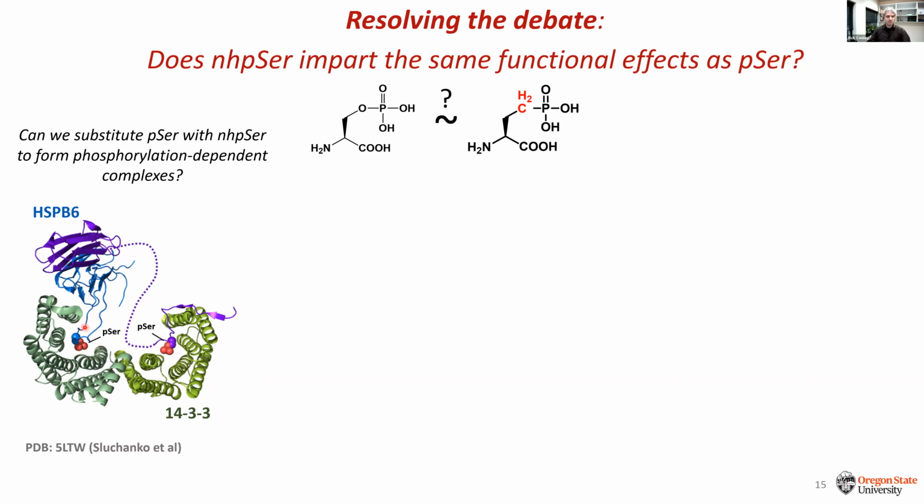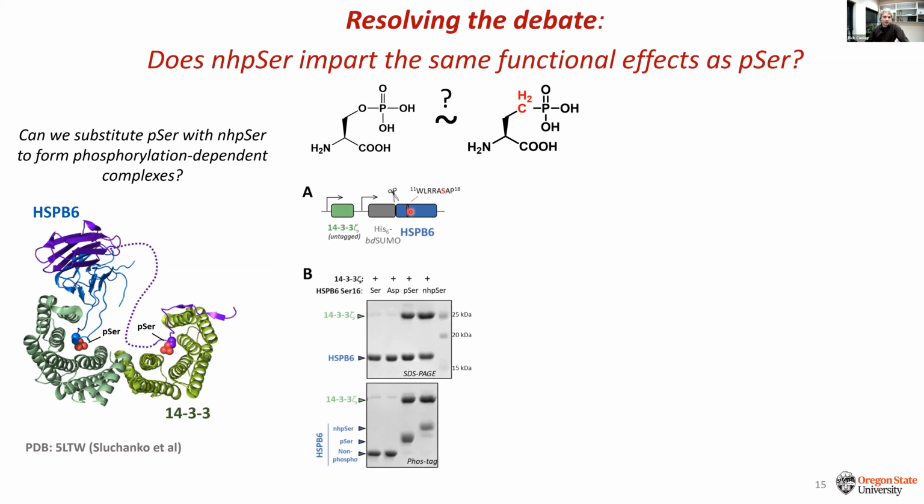So we asked, could we substitute phosphoserine here in these clients with non-hydrolyzable phosphoserine? And so as a proof of concept, we chose a client, heat shock protein B6, which is a well-studied client for 14-3-3. We co-expressed heat shock protein B6 with 14-3-3, where the 14-3-3 is untagged. And when we encoded, of course, just the natural serine and purified out the heat shock protein, we do not co-purify 14-3-3. If we included the phosphomimetic aspartate, it did not form a complex with 14-3-3, but if we encoded phosphoserine or non-hydrolyzable phosphoserine, both of these allowed us to pull out 14-3-3 from the cell extracts and confirm that they were in fact a complex.